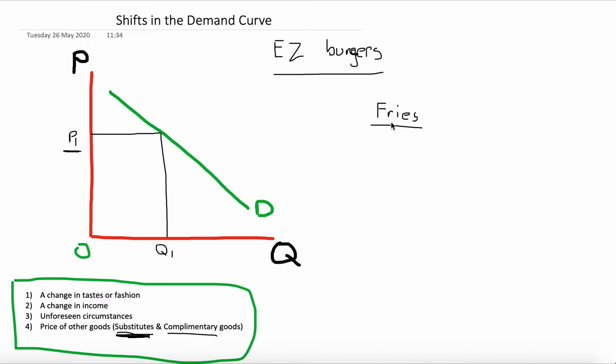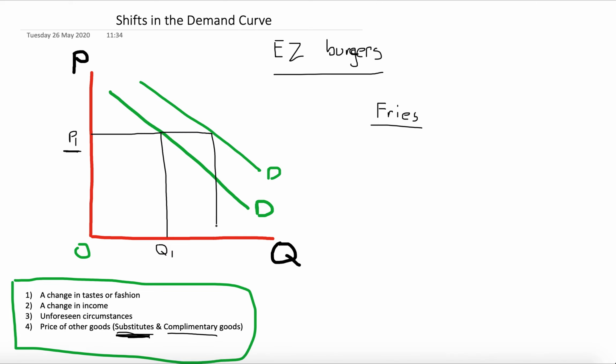So let's say the price of fries falls. Okay, so the price of fries decreases. What's going to happen to our demand? Well, if the price of fries falls, then perhaps more people will be able to afford an Easy Burger meal. So the price of the Easy Burger meal has fallen because complementary goods are goods that are used in conjunction with each other. So fries and burgers, golf clubs, golf balls, DVDs, DVD players. Two goods that are used together, okay? So if the price of one of them falls, the demand for the other one increases, okay?